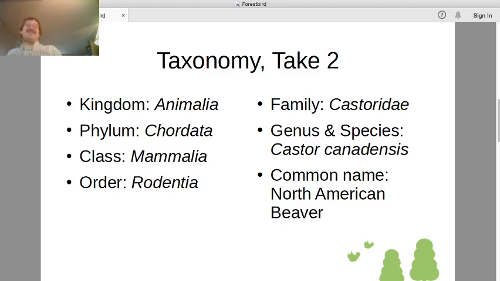Kingdom Animalia, it's an animal, phylum Chordata, vertebrate. Class Mammalia, it's a mammal. Order Rodentia, another group we've seen quite a few of by now. And family Castoridae are beavers, of which there are two species living, and the one that's going to be more familiar to us is Castor canadensis, the North American beaver. The other, of course, is the Eurasian beaver.